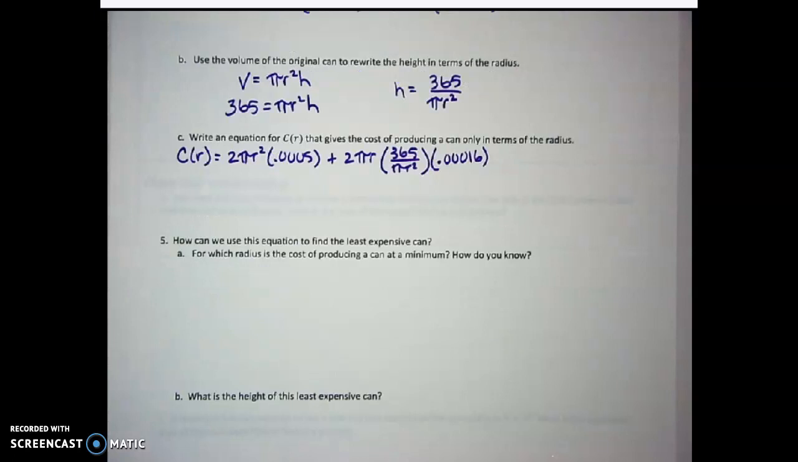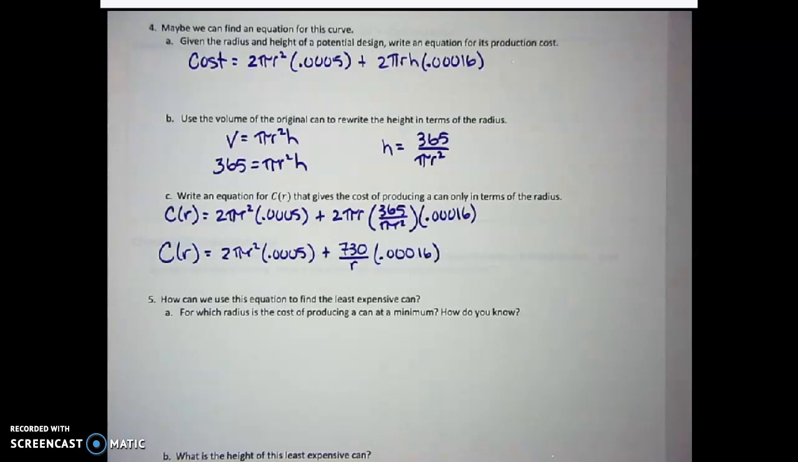So I've substituted that expression from part B into my equation in part A, and now we're just going to simplify that, clean it up and make it look a little bit easier to deal with. Now, how can we use this equation to find the least expensive can? For which radius is the cost of producing a can at a minimum?